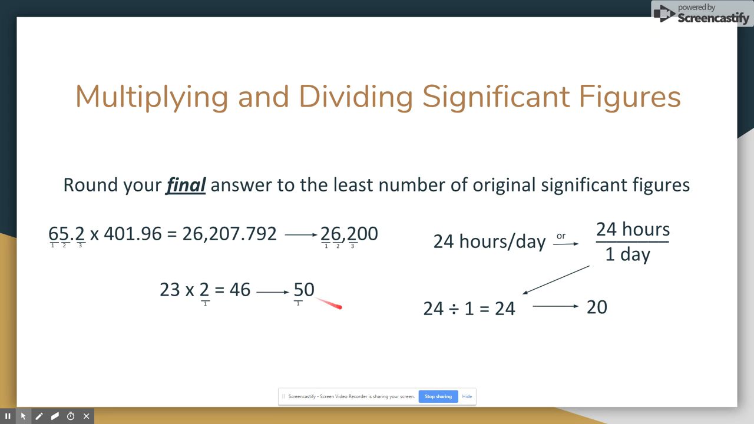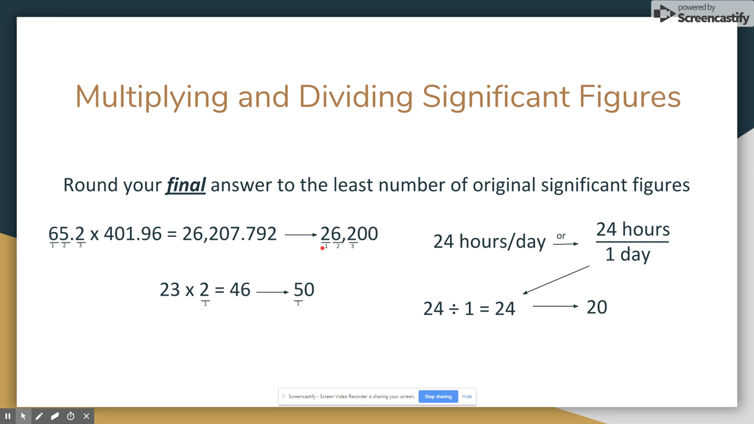Okay, so finally, multiplying and dividing significant figures. This rule is slightly easier than adding and subtracting, in my opinion. You essentially round your final answer to the least number of original significant figures. So say you look at this one, 65.2 times 401.96. You're going to get this big number, but because 65.2 only has 3 significant figures, your final answer is only going to have 3 significant figures. So we're going to count 1, 2, 3, and you're going to round this number. So your final answer will be this.